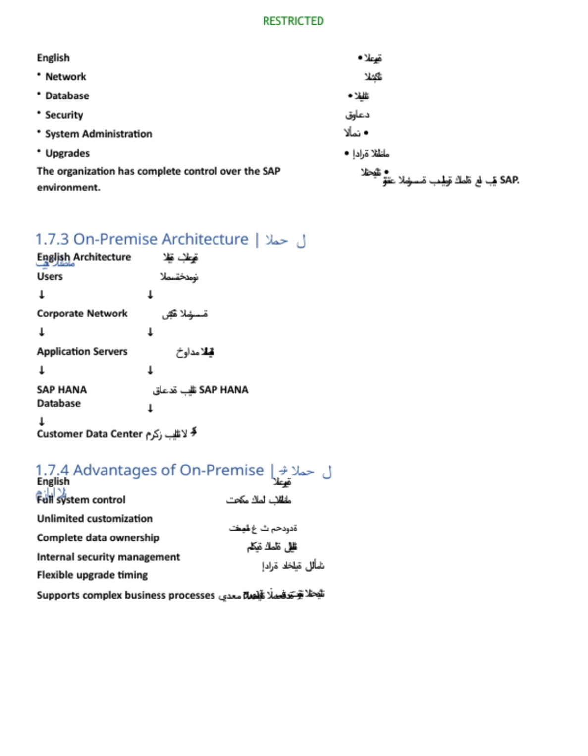This slide highlights the advantages of an on-premise system for managing complex business processes. With full system control, organizations get unlimited customization and complete ownership of their data. Internal security management stays in their hands, and they can choose when to upgrade. The architecture includes a corporate network, application servers, and the SAP HANA database, all working together under the organization's control. This setup ensures flexibility, security, and tailored solutions that fit specific business needs.